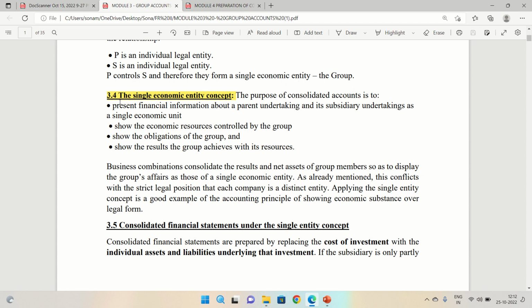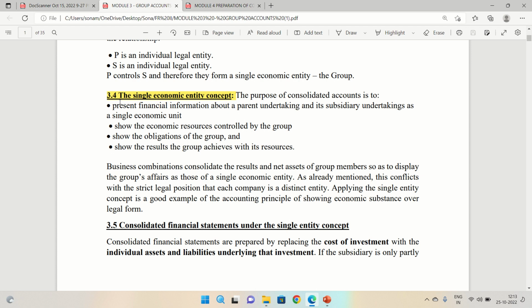Coming to the single economic entity concept, what do you mean by that, or what is the purpose of that? Okay, so as you know, the main purpose of any consolidated account is to present the financial information about the parent company as well as its subsidiary undertakings as a single economic unit. If you go through the annual reports, you will be able to find the group consolidated financial statements, or the consolidated financial statements. There you can see the information about the parent undertaking as well as the subsidiary undertaking is presented as one, as a single economic unit.